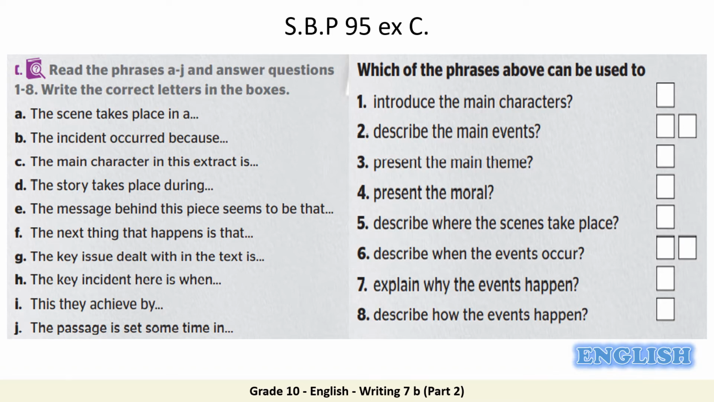Now, let's read, for example, A. The scene takes place in a, so the key word here is takes place in. And it answers the question, where? Because it gives me information about the place. So can you look at the functions and choose the correct one? That's right. So, the correct function here is to describe where the scenes take place.